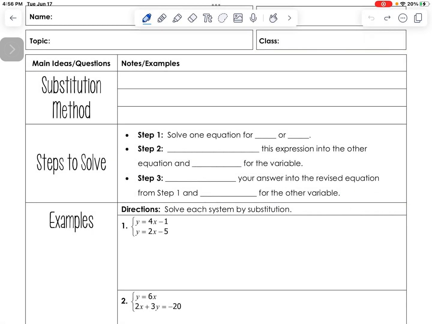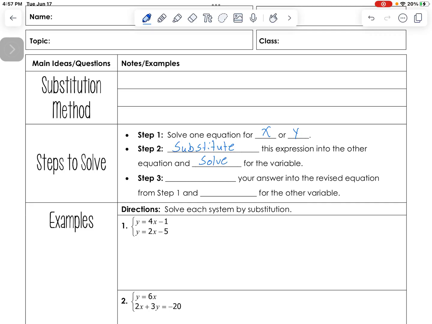All right, yesterday we talked about solving systems of equations by graphing. Today we're going to move on to the substitution method. Does everyone see here where it says steps to solve? Good. Step 1 says solve one equation for x or y. Step 2 is going to be substitute this expression into the other equation and solve for the variable.